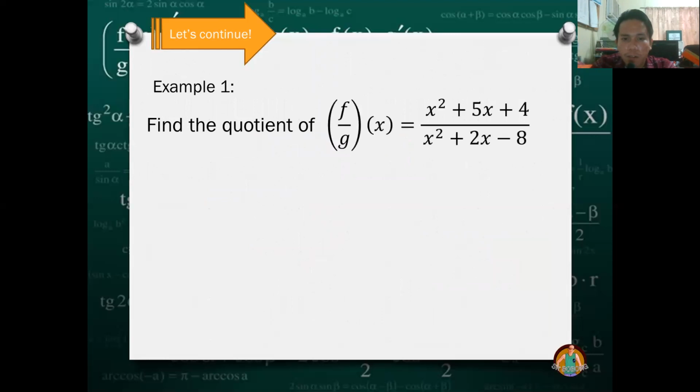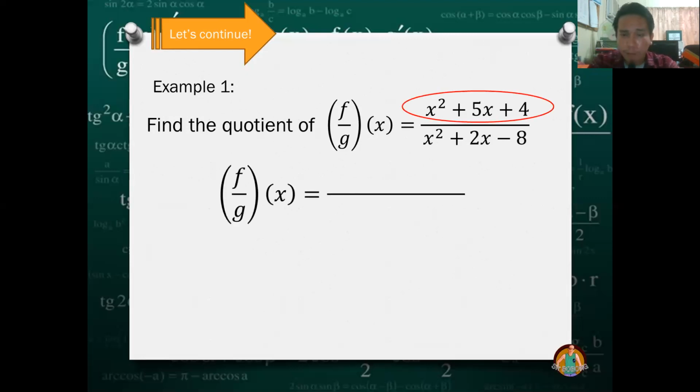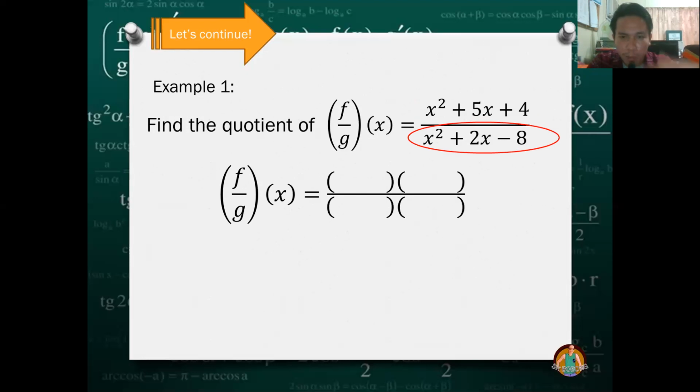Find the quotient of f of x over g of x, which is equal to x squared minus 5x plus 4 over x squared plus 2x minus 18. So it is rational now. Of course, quadratic and quadratic, we go back to the multiplication lesson: we will factor. We will factor our first term, and of course our second term; the numerator and denominator will be factored.